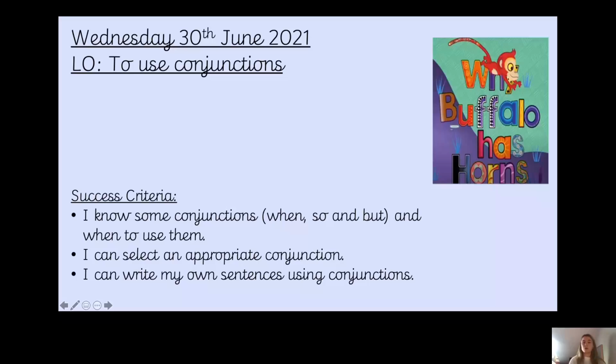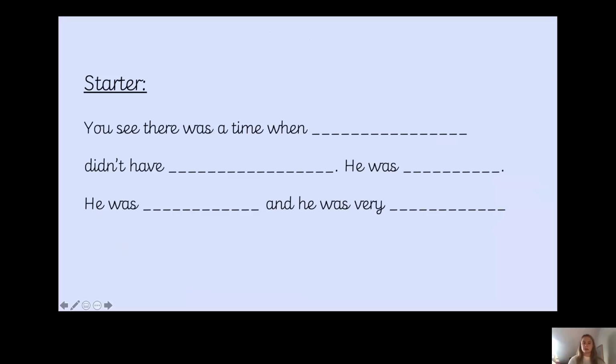Now before we start learning about conjunctions and before we watch our episode for today, I would like us to complete this starter activity. Okay, so we've got a paragraph here that is missing some words. Now, lots of the Tinga Tales start with this paragraph, and the one that we're learning in class also starts with this paragraph. Can you remember it? Will you say it with me?